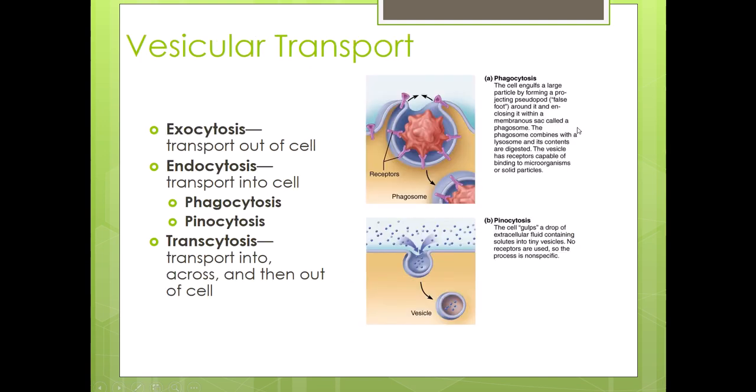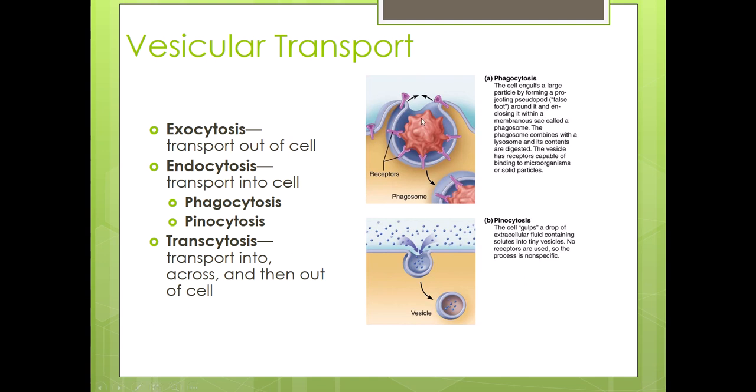So there are two ways that this can happen, right? There's exocytosis, which is stuff moving out of the cell, like exo, right? And endocytosis, which is stuff moving into the cell. And then there's actually something called transcytosis, where something will come into a cell, move across it, that's what trans means, and then spit it out on the other side. And so that's transcytosis. The two main forms of endocytosis are phagocytosis and pinocytosis.